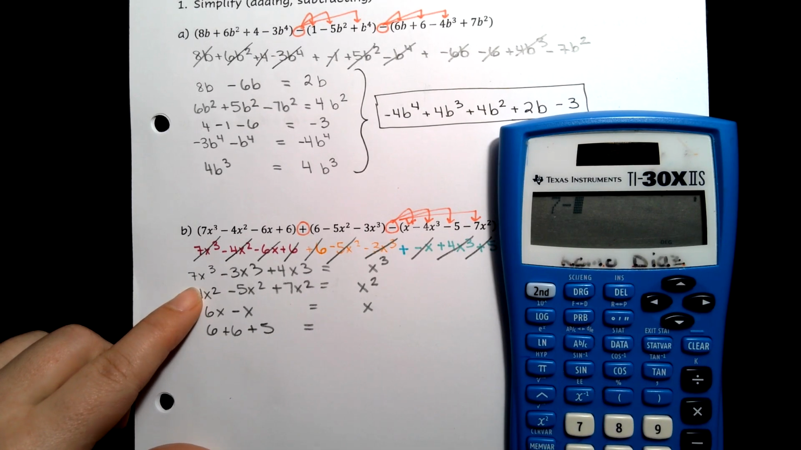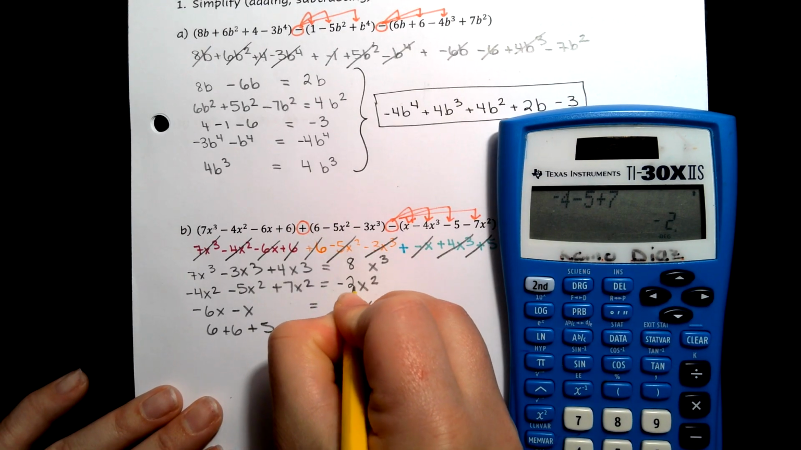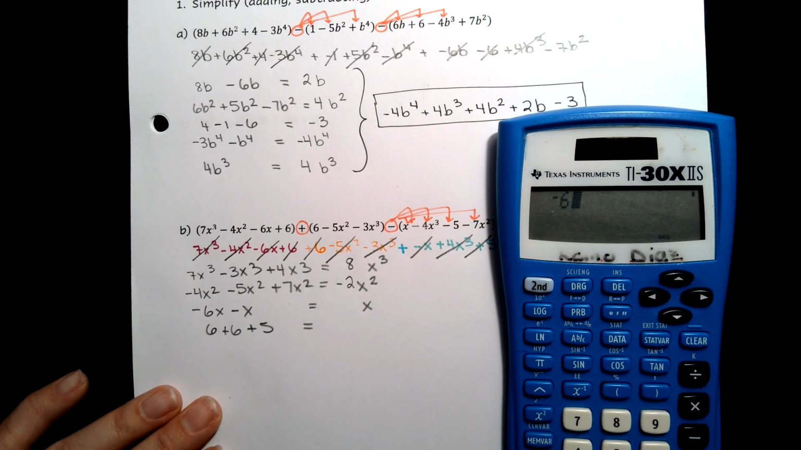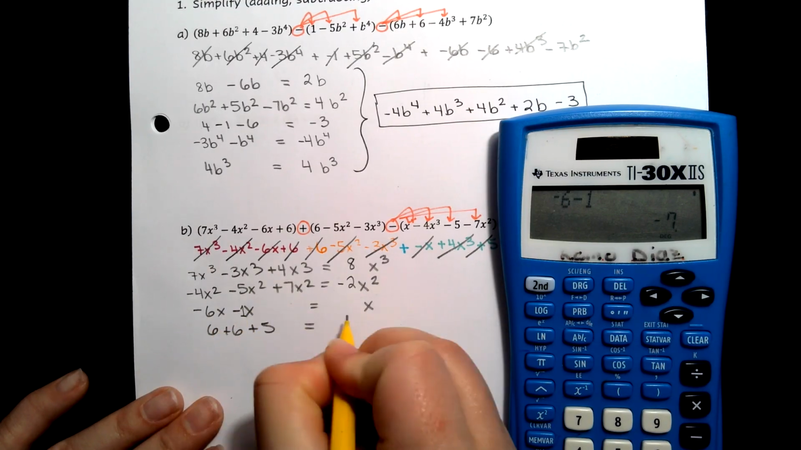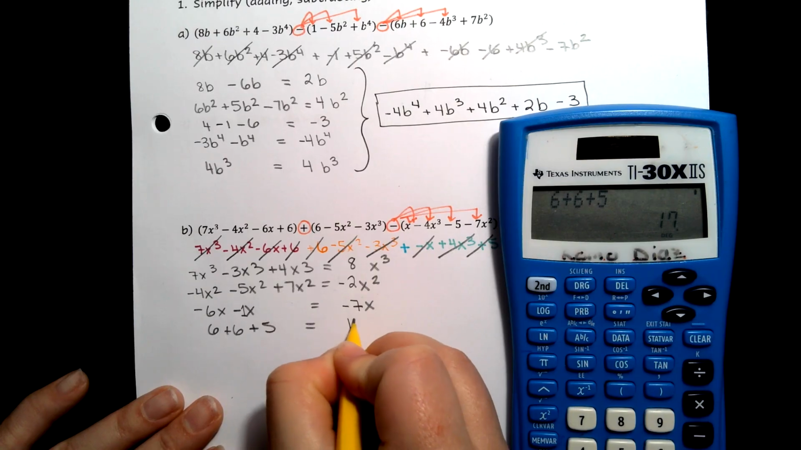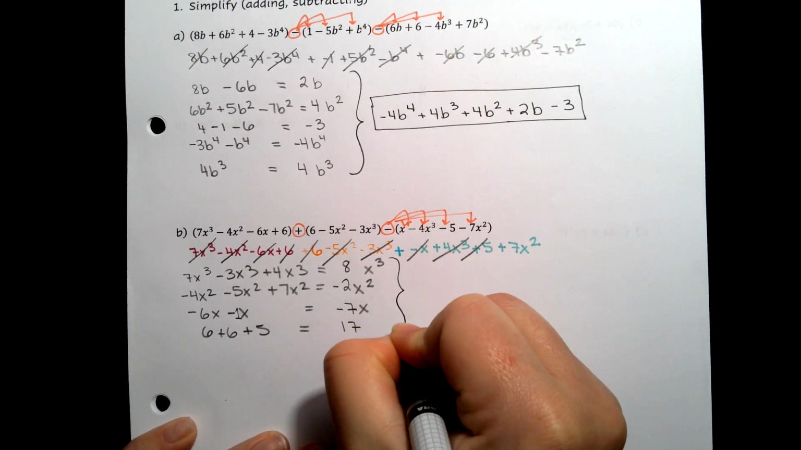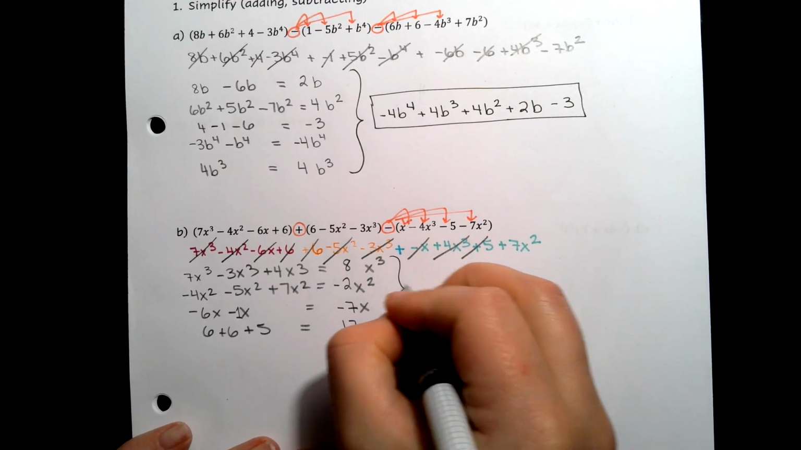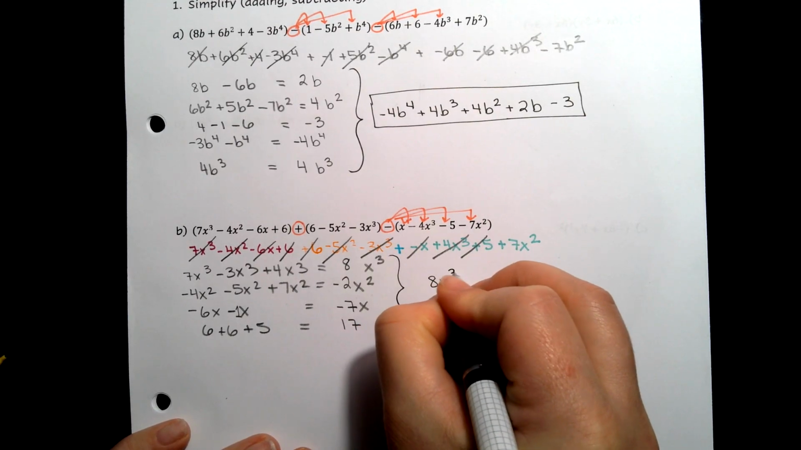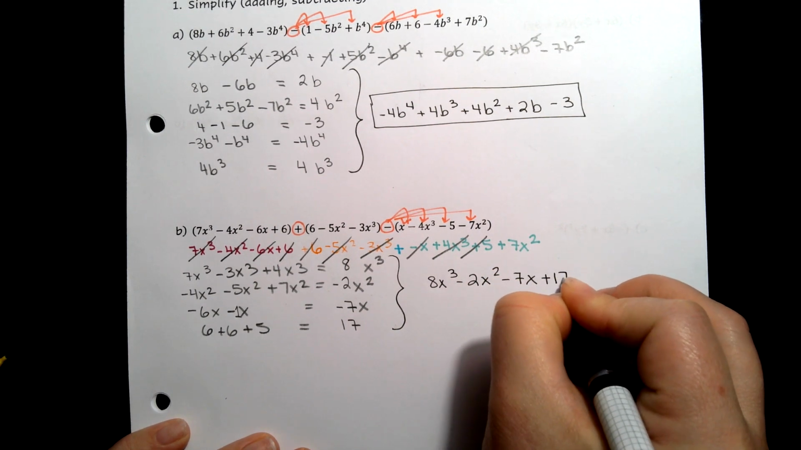So 7 minus 3 plus 4 is 8. Negative 4 minus 5 plus 7 is negative 2. Negative 6 minus 1, be careful with this one, get negative 7. 6 plus 6 plus 5, I get 17. Again, that is just our work. That's not our answer. So we need to rewrite this as a standard form polynomial: 8x cubed minus 2x squared minus 7x plus 17.